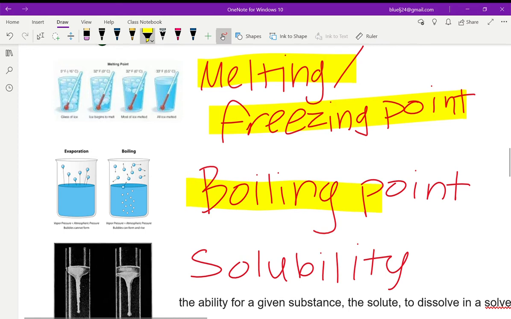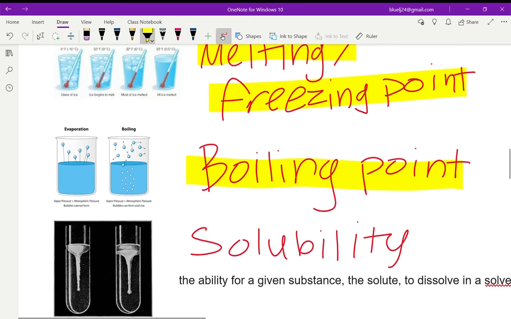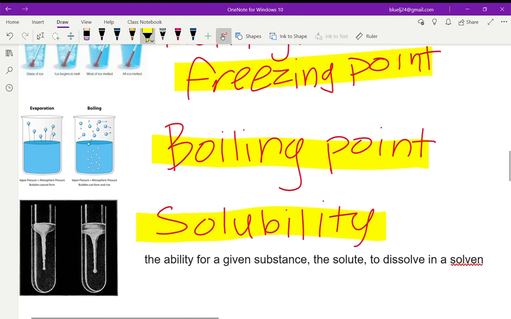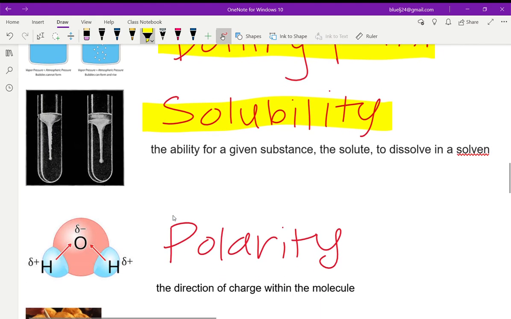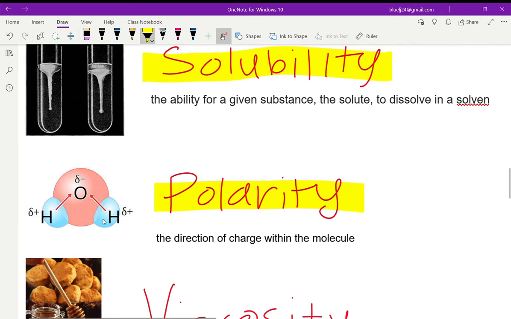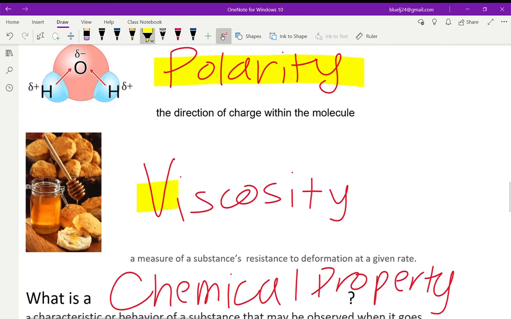Boiling point, and that is when the liquid is able to change from a liquid to a gas. And solubility, the ability for a given substance, the solute, to dissolve in a solvent. And polarity, the direction of charge within the molecule, such as a negative or positive charge. And viscosity, a measure of a substance's resistance to deformation at a given rate. And as you can see, the honey in this photo is very viscous, it's very thick.